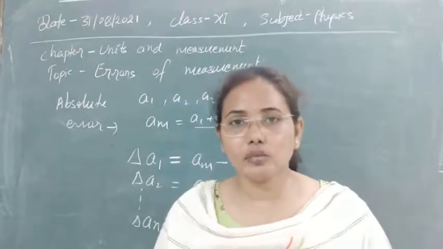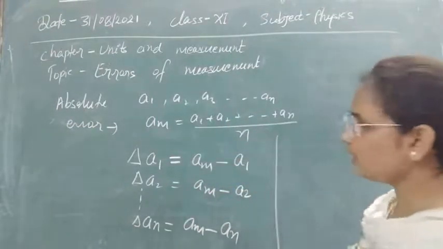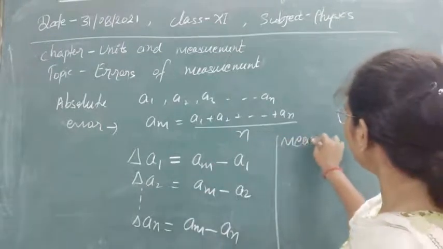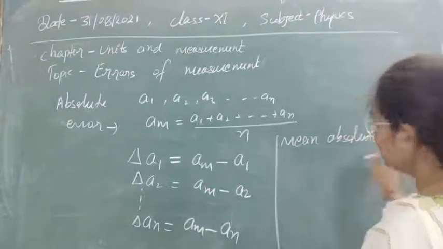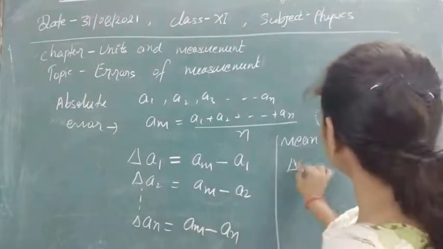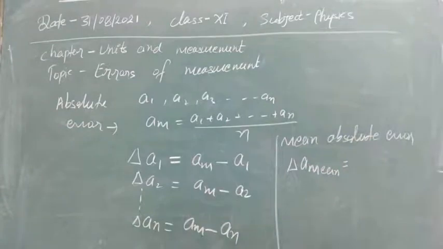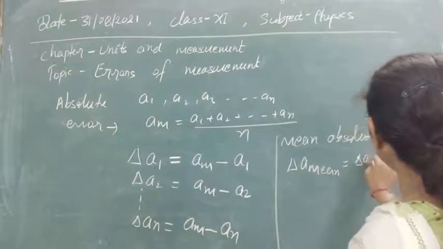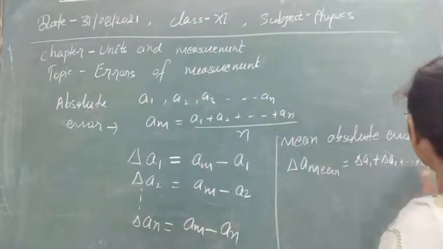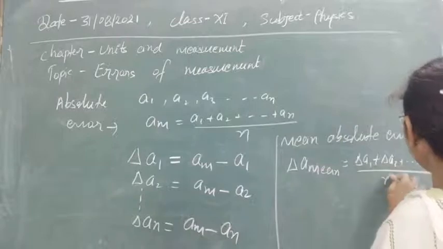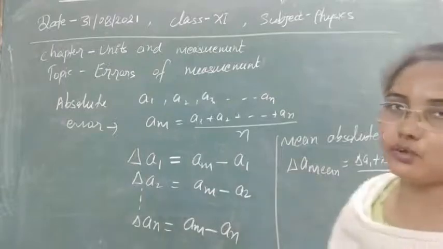Next, the second type of error is mean absolute error. What is mean absolute error? Just take the mean of these errors. If you take the mean of these errors, you obtain the mean absolute error, written as delta A mean. This is equal to delta A1, the error observed in the first one, plus delta A2, up to the nth one, and since there are n errors, you divide by n. This is called the mean absolute error.